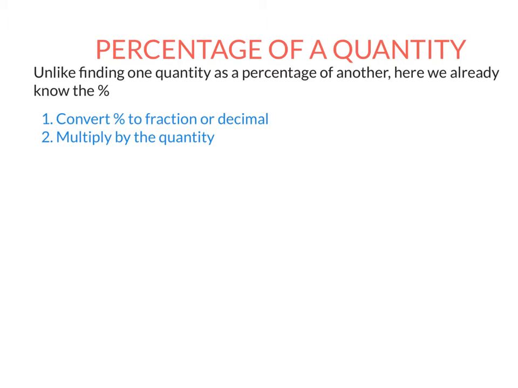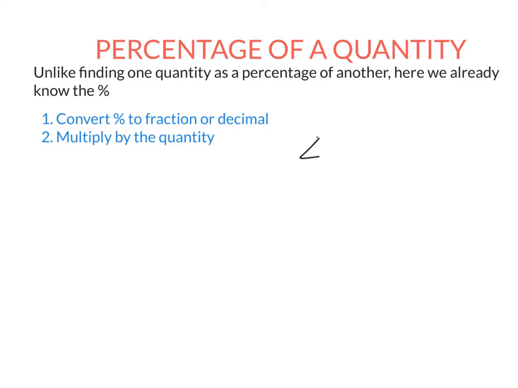Thank you so much for tuning into this video, which will calculate a percentage of a quantity. In a previous video, we looked at finding one quantity as a percent of another. In that, we were trying to find the percent. We took a fraction and converted it to a percent. This is different. When we're finding a percent of a quantity, we already know the percent. So we just follow these two steps here. We just convert the percent to a fraction or decimal and multiply by the quantity.